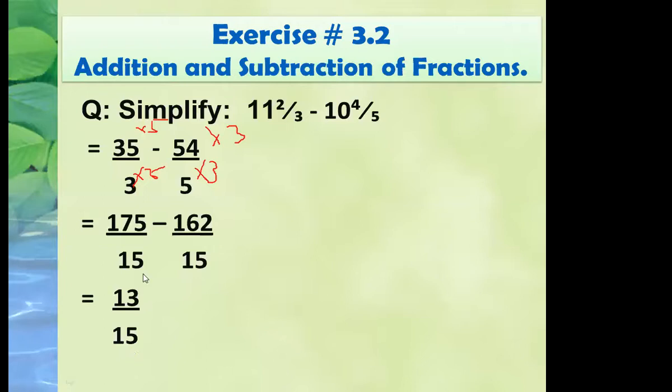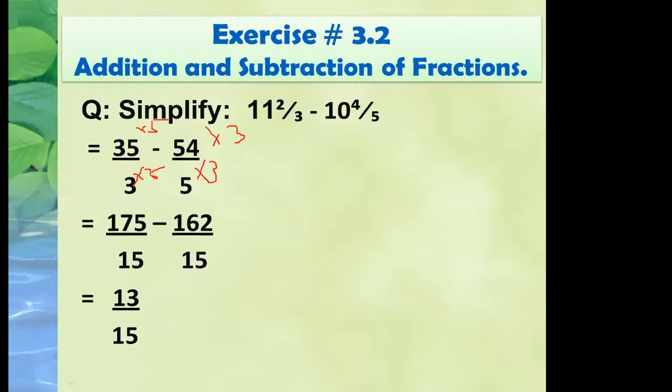Please do not write 15 minus 15 will be 0. No, your denominator will remain the same. You just simply subtract your numerators. Now 13 upon 15 is your answer because this is a proper fraction. If you have a proper fraction, there is no need to convert it into an improper fraction or into a mixed fraction.